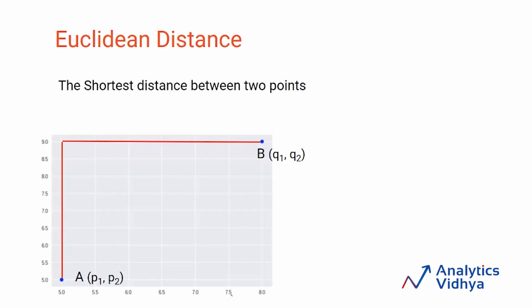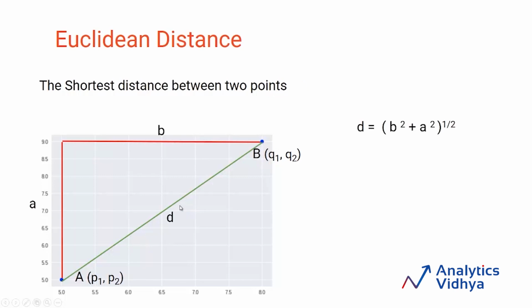Now recall this example from Manhattan. We calculated the distance in this way and we found it to be 7. Now what do you think will be the shortest distance in this case? It will be something like this line, right? So this will be the shortest distance. So can you guess the formula to calculate the distance between A and B?